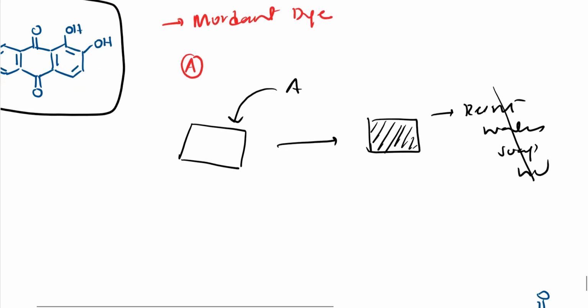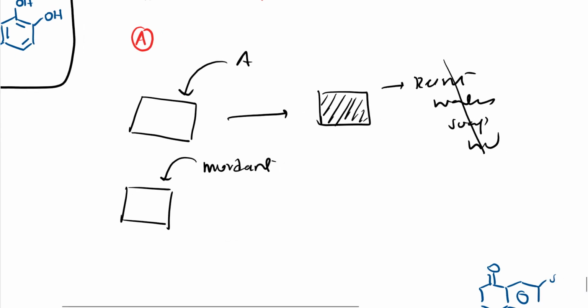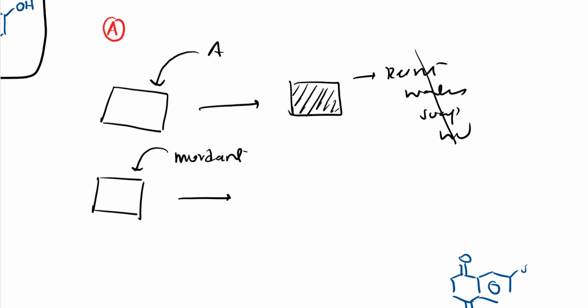So what do we do? We take this fabric and add a mordant, because the fabric has more affinity to the mordant, so it holds nicely. See here, this is my fabric, and the mordant is attached to it very firmly, because the fabric has more affinity to this mordant.